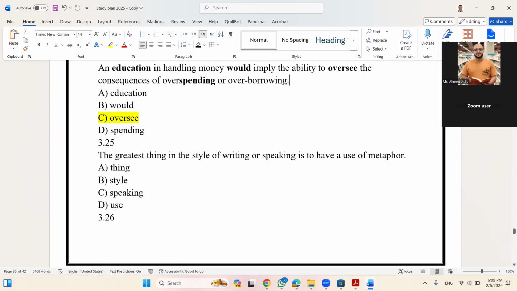Next. The greatest thing in the style of writing or speaking is to have use of metaphor.